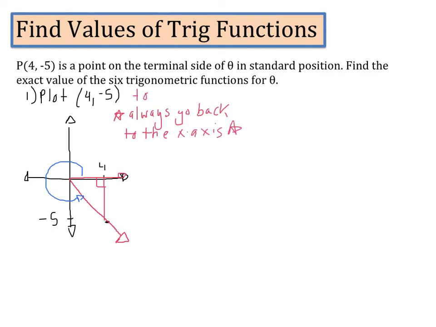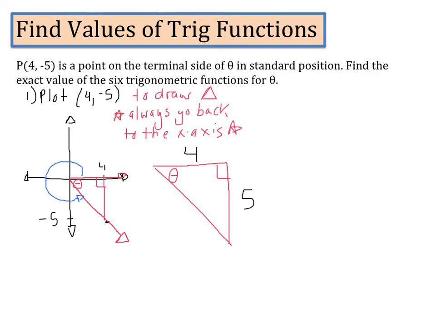So to draw a triangle, always go back to the x-axis. Okay, so now, basically I have this triangle here. My angle theta is this one here. It's the one that's closest to the x-axis. Now, I know the measurements of the side of this triangle. I know the top of the triangle is 4, and I know this side is 5.